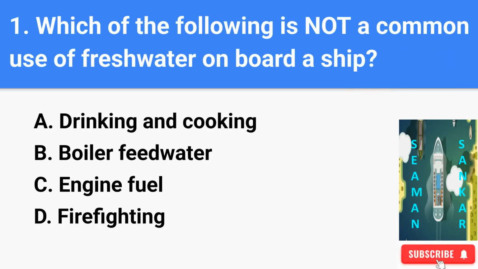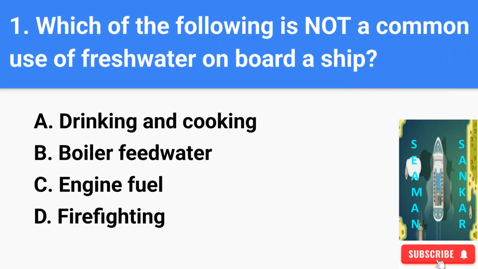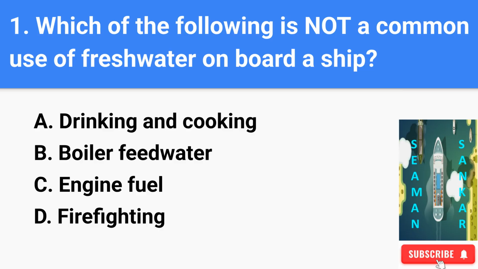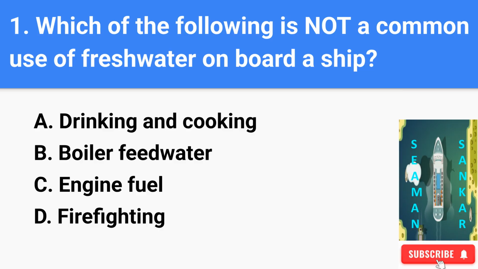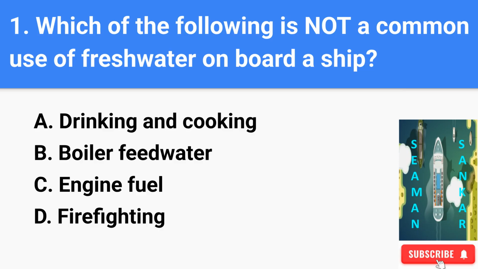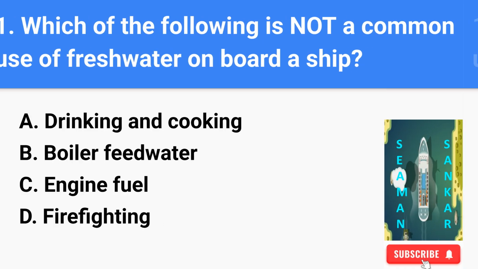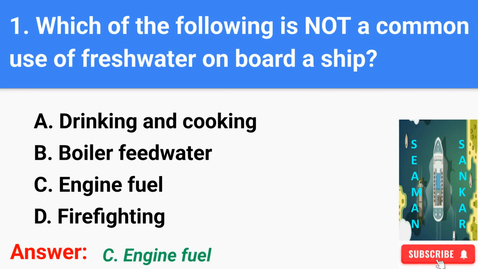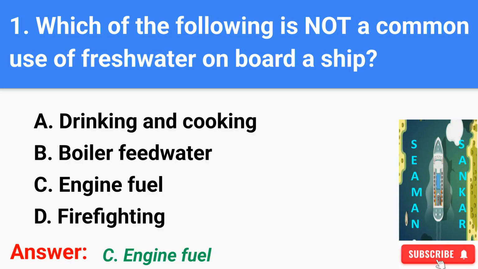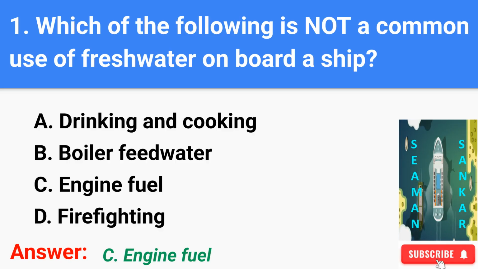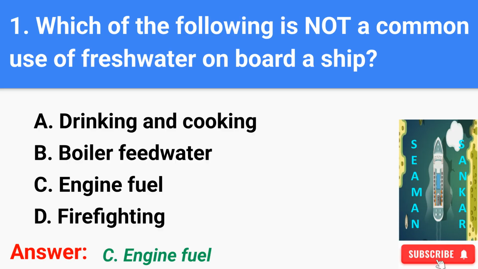Question 1. Which of the following is not a common use of freshwater on board a ship? A. Drinking and cooking. B. Boiler feed water. C. Engine fuel. Or D. Firefighting. The correct answer is C. Engine fuel. Freshwater is used for many purposes, but not as engine fuel, which typically uses diesel or heavy fuel oil.